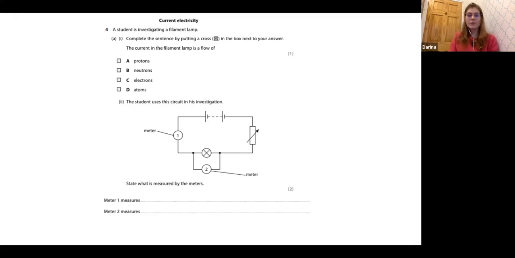Okay, and then we've got this circuit just marked on. And I want you to tell me what meter 1 measures and what meter 2 measures. Now just wait for everyone to have a go at this one. Right, perfect. The answers coming in so far are really good.